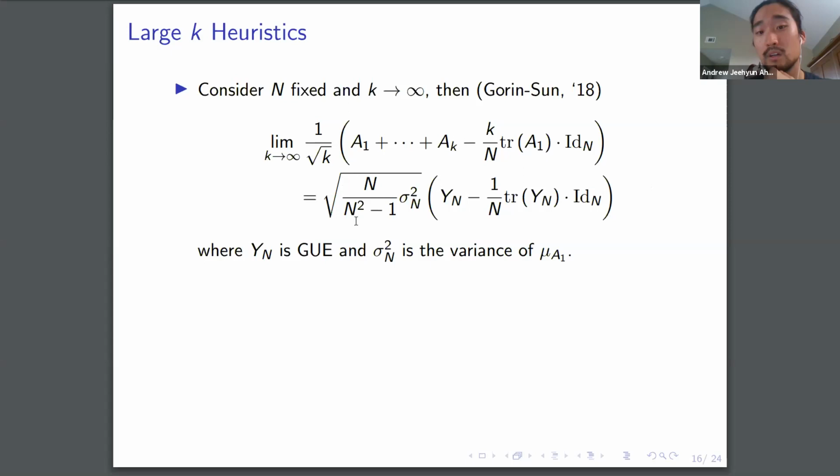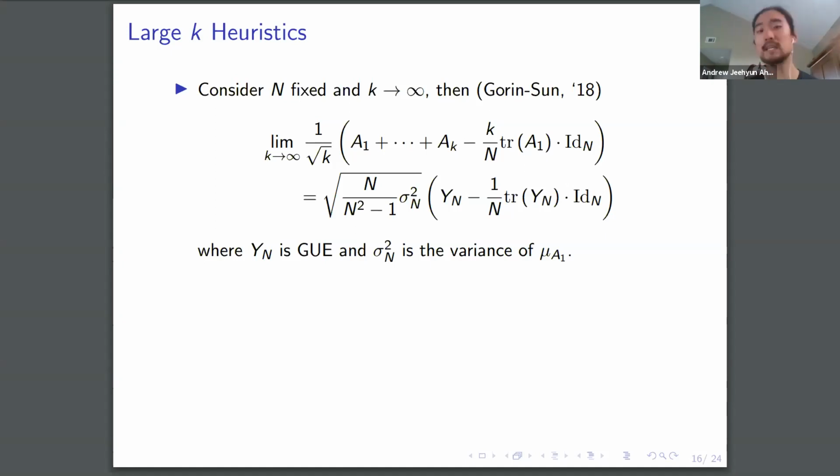This should converge to the following. Here you can think of sigma n as some constant: since n is fixed, sigma n squared is just the variance of mu A1, times yn, which is a GUE, minus some random scalar matrix. And the scalar is given by 1 over n times the trace of yn. This term in the parentheses is, I think Gorin and Sun refer to it as the traceless GUE, and you can check that the trace of this thing has to be 0.